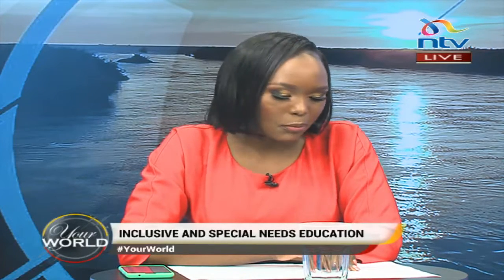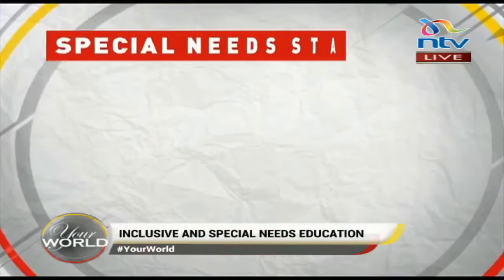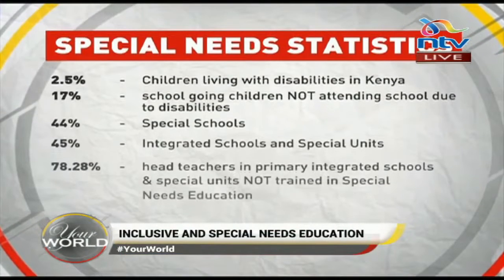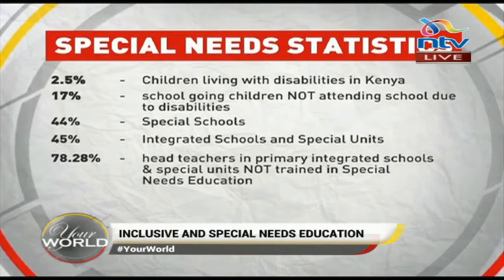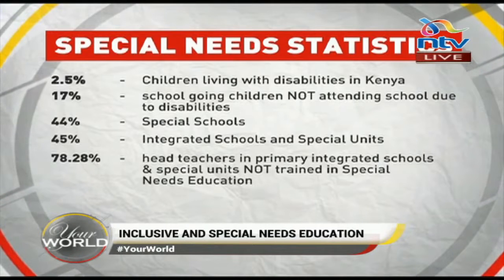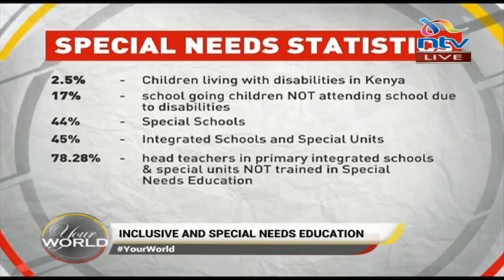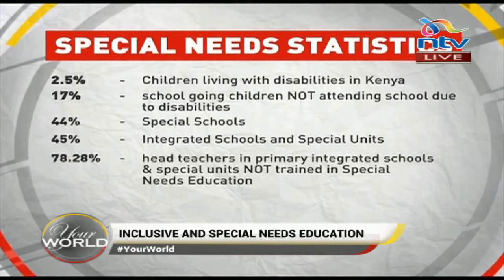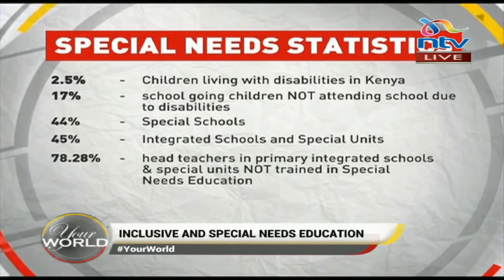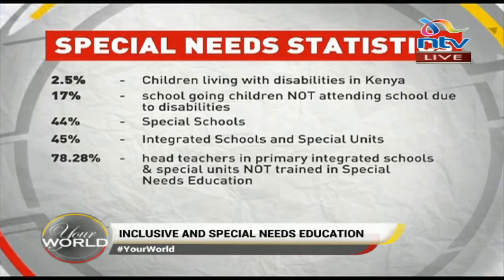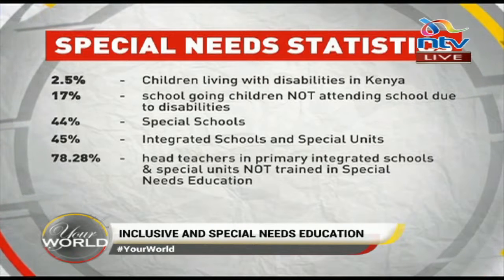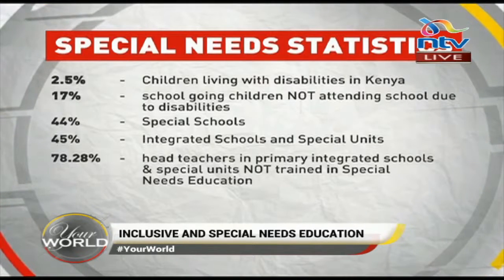But before we talk about the conversation, how about we look at some of the statistics in terms of the number of children who are in school. And of course, how many special needs schools do we have? So 2.5%, this is the number of children living with disabilities in Kenya. And 17% of school-going children are not attending school due to disabilities. 44% rather, this is the percentage of special schools in the country, 45%.